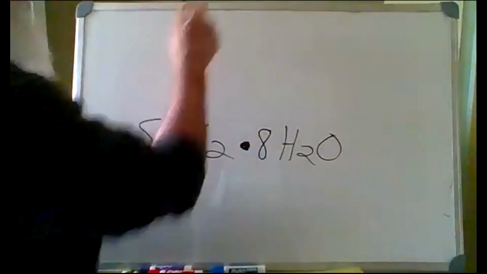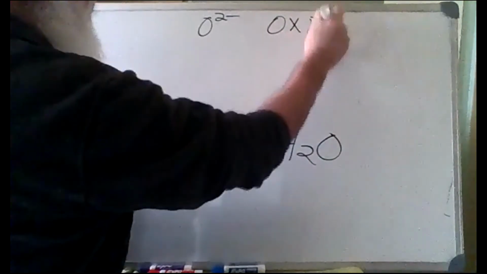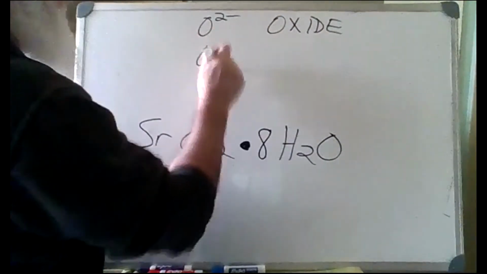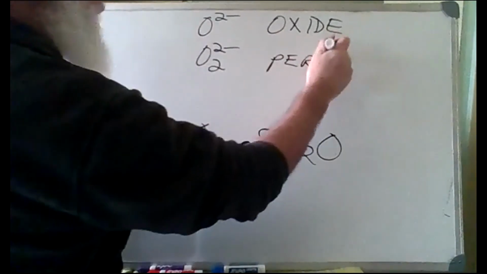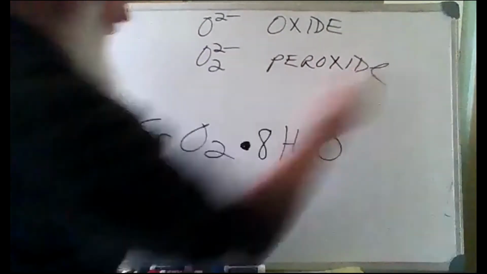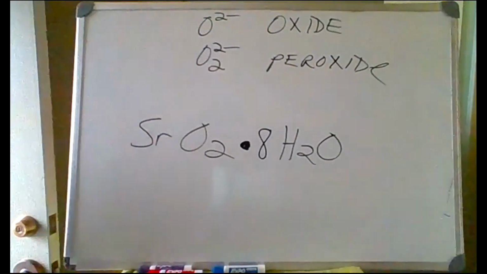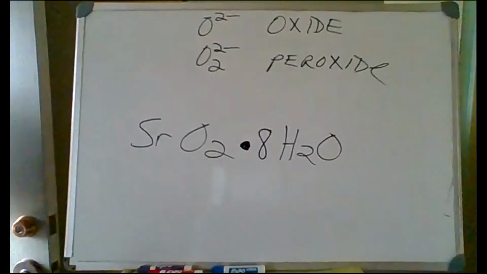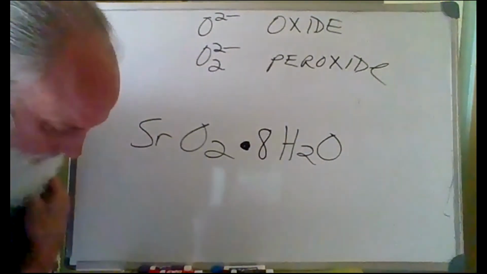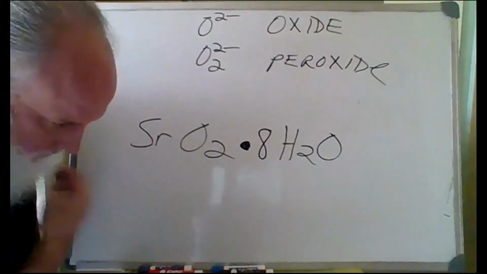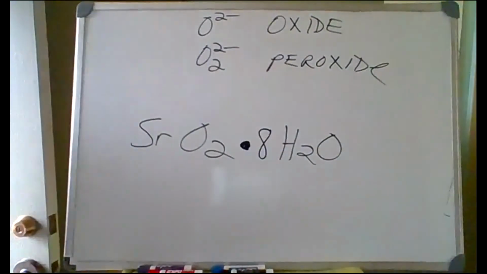Remember that O2 minus is oxide. O2 minus 2 is peroxide. So how can I tell whether that's two oxides or one peroxide? How can you tell? Because strontium doesn't have a 2 with it. Say again? Because strontium doesn't have the 2 with it. It's neutral, it's fully simplified.